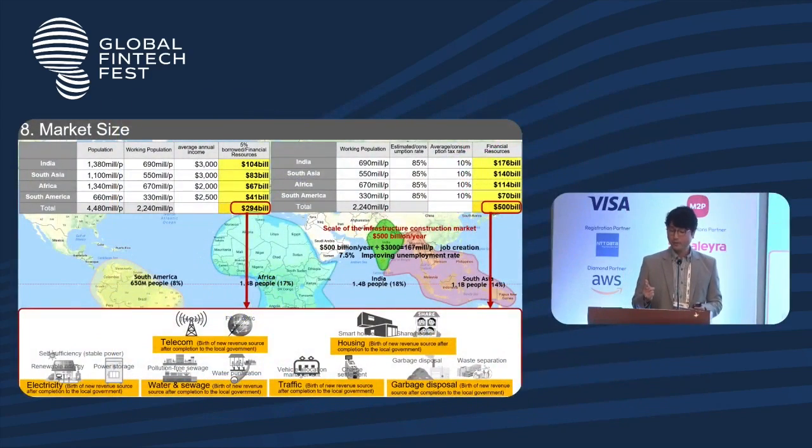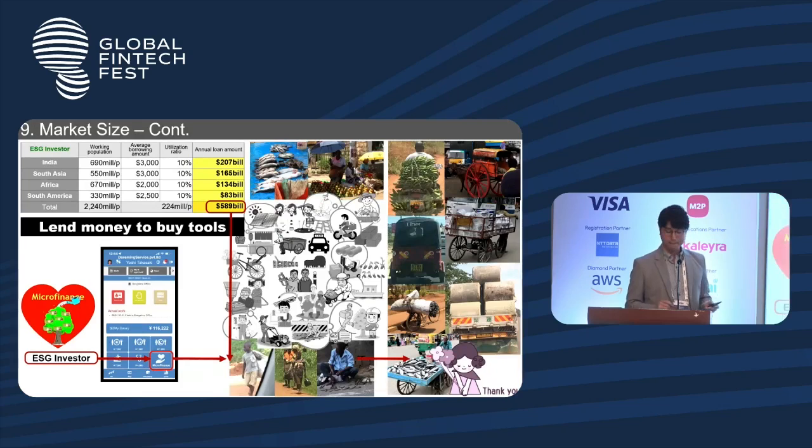We serve blue-collar workers in India, South Asia, Africa, and South America. When the government borrows at 5% of wages from workers, it's estimated at $294 billion. And when we make payment, when the government collects taxes in real time at 10%, it's estimated at $500 billion. This is the amount that the government can invest into infrastructure and create jobs. The market size of microfinance is estimated at $589 billion. We lend to hard workers to buy their tools.